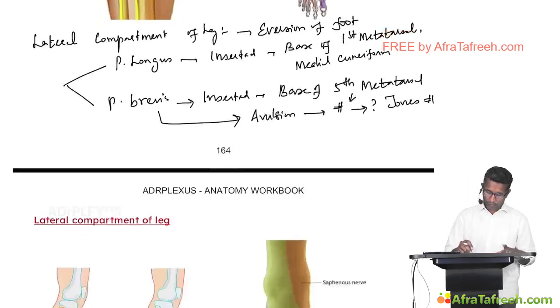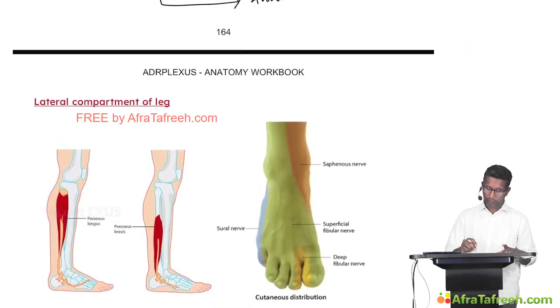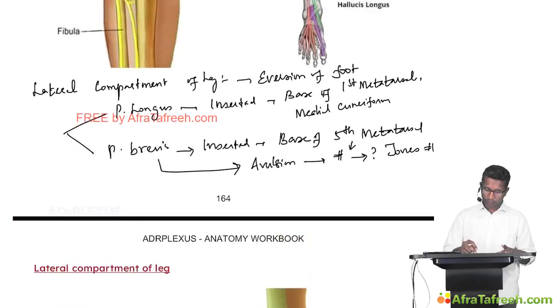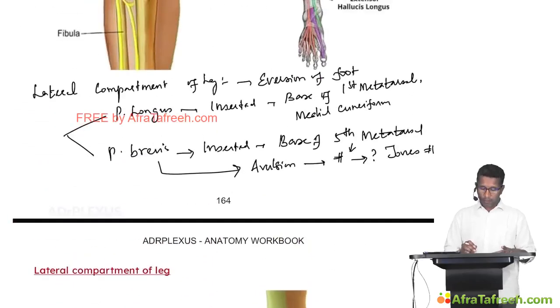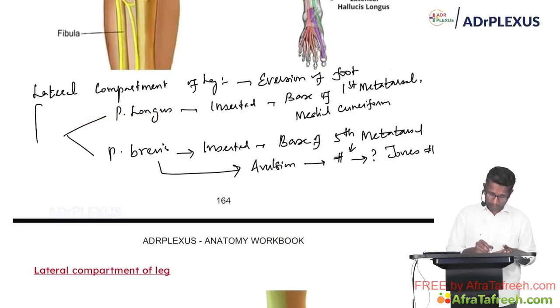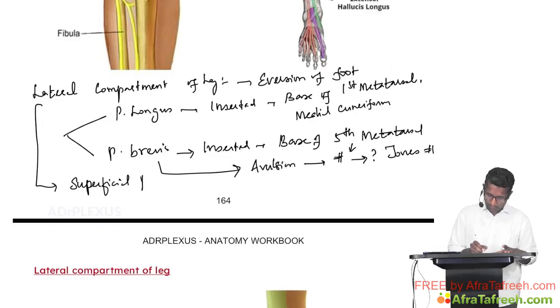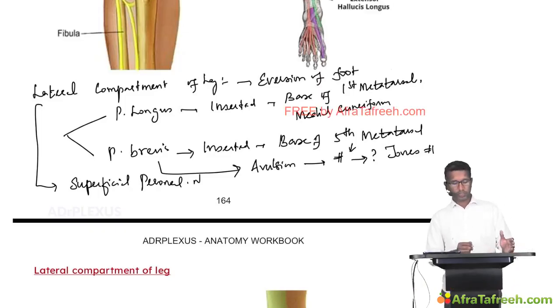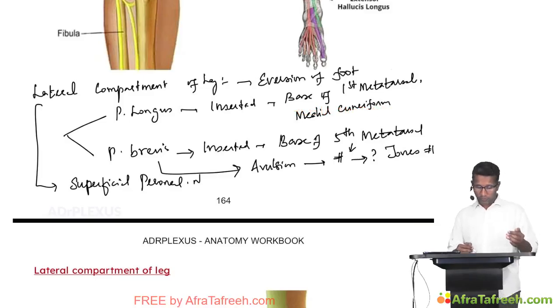Okay, so this is about the lateral compartment of the leg muscles. What is the nerve supply for these muscles? The lateral compartment of the leg is supplied by a nerve called the superficial peroneal nerve. Both the peroneus longus and the peroneus brevis are supplied by the superficial peroneal nerve.